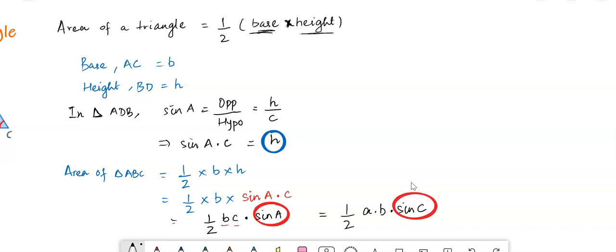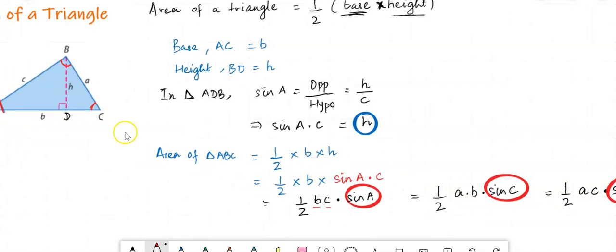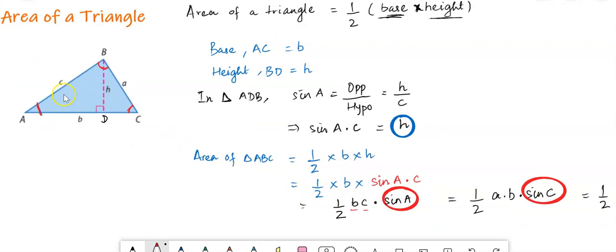In the same way, we can also write the area of triangle ABC if you choose the sides A and C, then you multiply it with the sine of angle B. And this is how we find the formula to write the area of a triangle ABC when the lengths of two sides and the included angle are given to us. Let's now do one example to understand this.